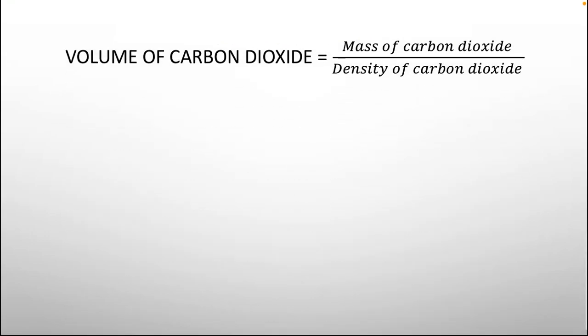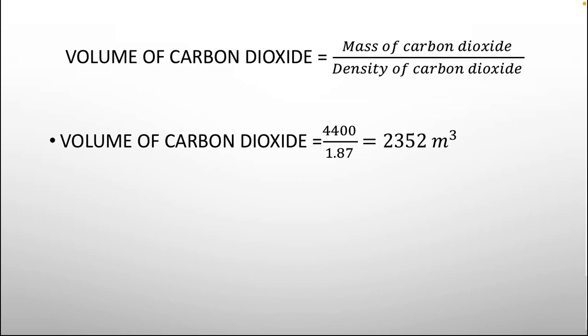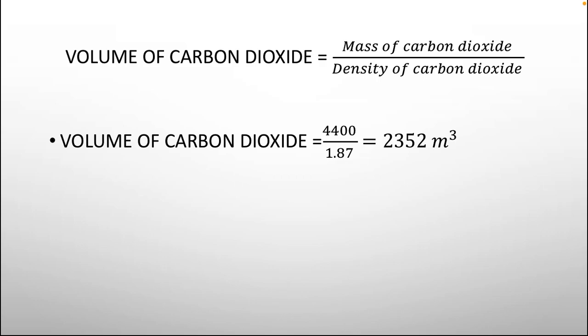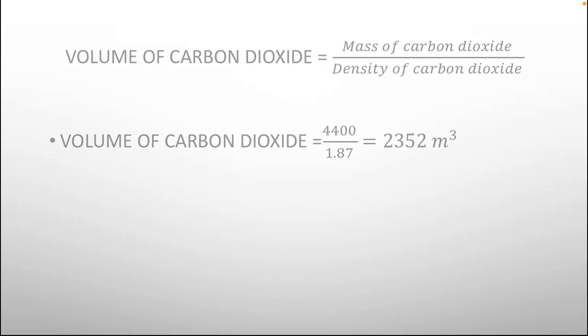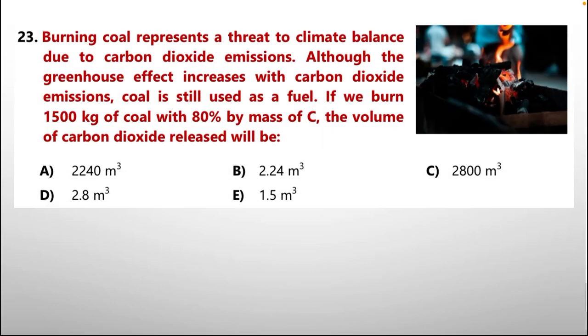Now we are going to find the volume, which is actually what we have to find for the answer of this question. The volume of carbon dioxide equals the mass of carbon dioxide over the density of carbon dioxide. We all know this is the formula of density; we just rearrange the places of volume and density. Volume of carbon dioxide equals 4400, which we found from the last slide, divided by 1.87, and the answer we get is 2352 meter cube. So the answer is close to option A, 2240 meter cube. The correct option is option A.